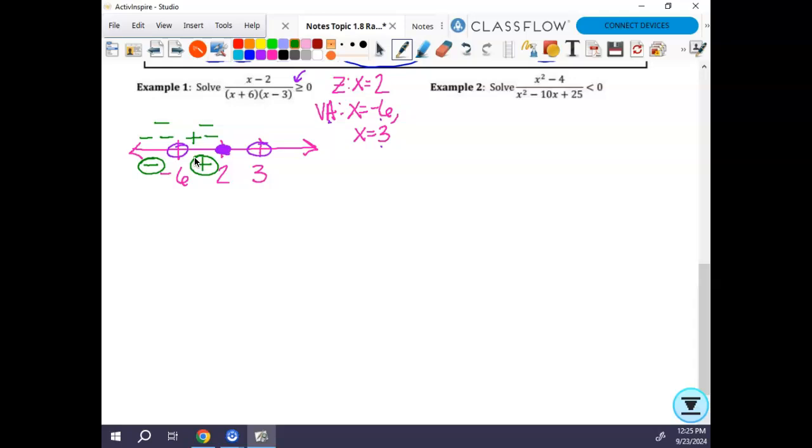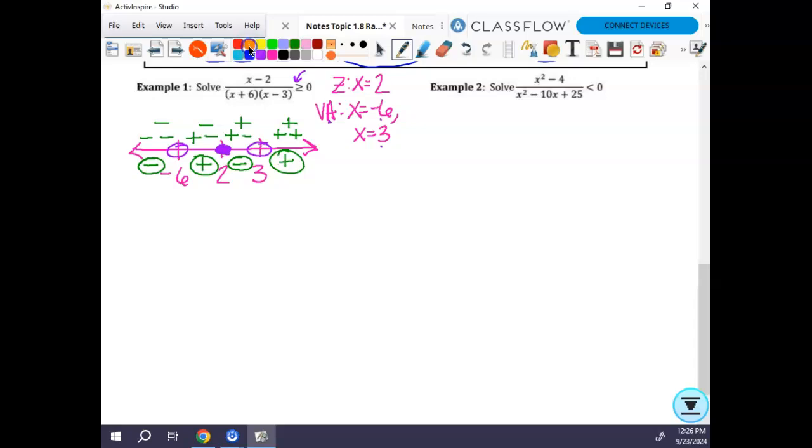Then between 2 and 3, I can pick 2.5. I don't need the actual numbers, so I don't need to freak out that it's not a whole number. 2.5 minus 2 is positive. 2.5 plus 6 is positive. 2.5 minus 3 is negative. So overall, that is negative. Between 3 and infinity, I can pick 4. 4 minus 2 is positive. Then positive, positive makes the whole thing positive. Okay? Everybody with me so far?